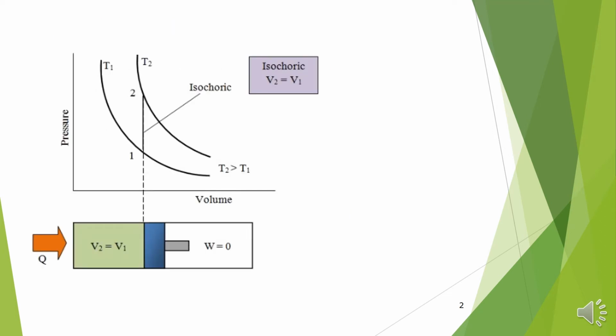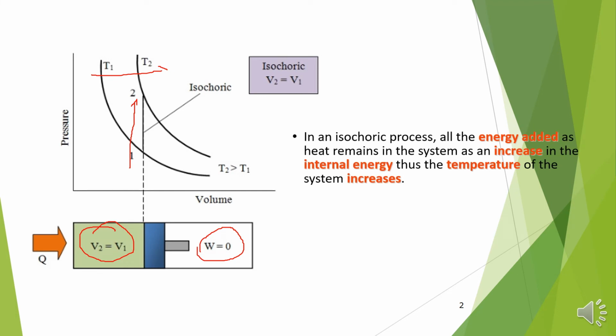Let's analyze the PV graph that relates to the isochoric process. Here, the process happens from point 1 to point 2. There is no change in volume, so no work is done here. But the temperature will increase from point 1 to point 2. It happens because all energy added as heat remains in the system as an increase in the internal energy, thus the temperature of the system increases.